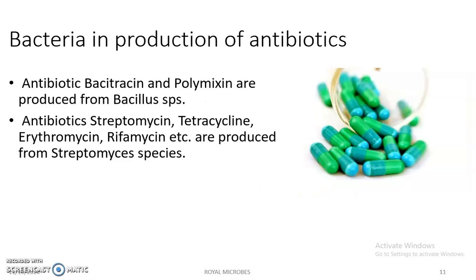Then bacteria are used for the production of various antibiotics. For example, bacitracin is produced by Bacillus species. Antibiotics such as streptomycin, tetracycline, erythromycin, etc. are produced from various Streptomyces species.